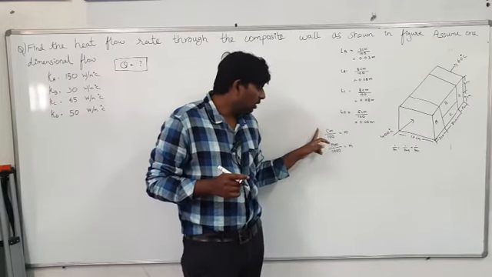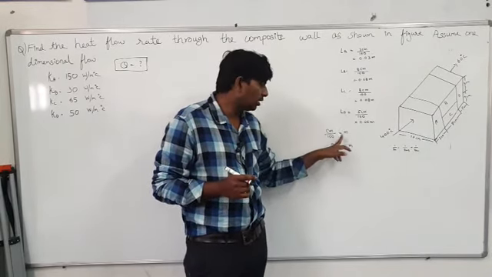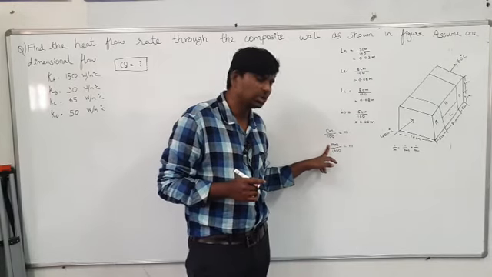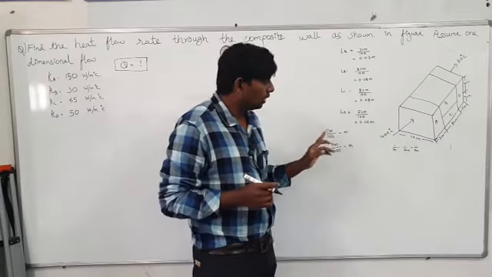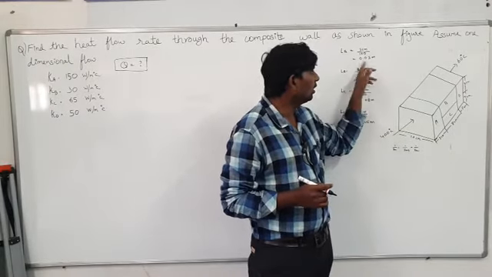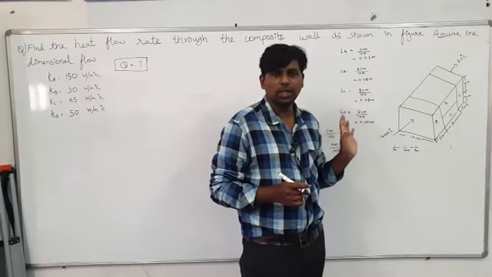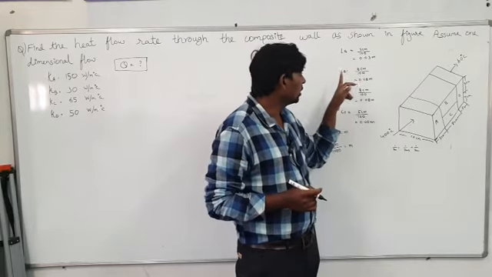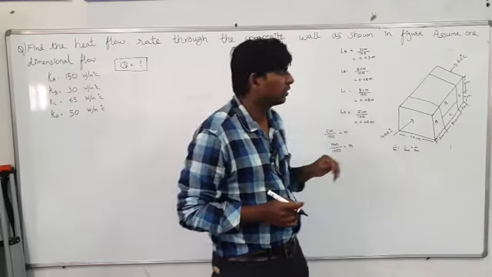What is the assumption? If anything is given in centimeter, divide by 100, and you will get the answer in meter. If anything is given in mm, divide by 1000, and you will get the answer in meter. So in this figure, it is given in centimeter, so divide each by 100. Now this is LA, this one is LB, this one is LC, and this one is LD. Like this, the conditions are there.